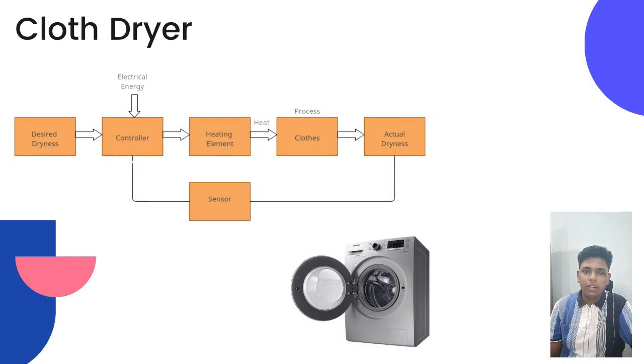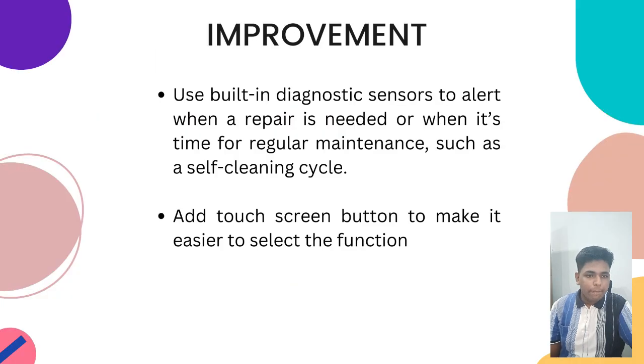Thirdly, is a clothes dryer. This is the block diagram of the clothes dryer and the example picture of the clothes dryer. For the block diagram, from the desired dryness to the controller, to the heating element, to the cloth, and the actual dryness, and sensor. The improvement we can make to the clothes dryer is to use a built-in diagnostic sensor to alert when a repair is needed or when it's time for regular maintenance, such as a self-cleaning cycle. Next, we can add a touch screen button to make it easier to select the function.